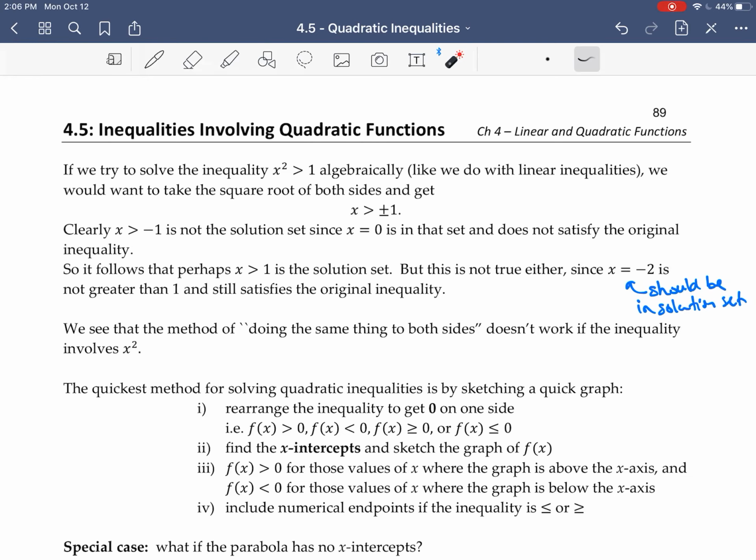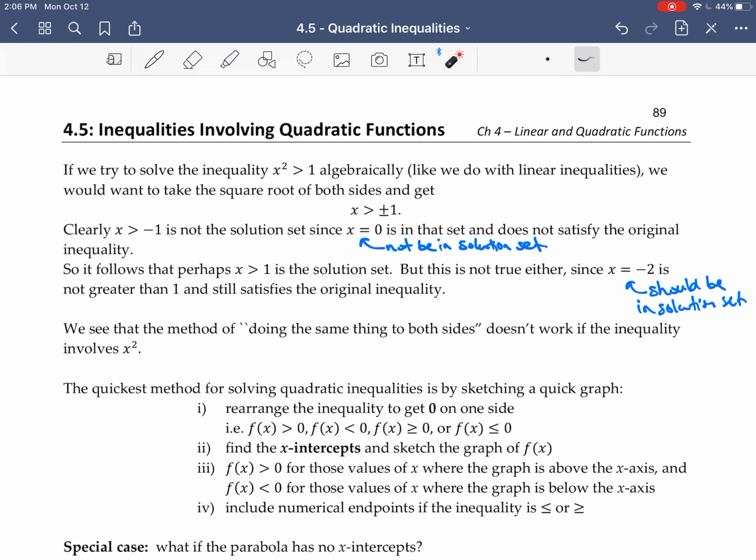And together they don't work to give the full solution either, because if we join them, intersect them, then it's actually just x bigger than negative 1. But we know that 0 should not be in the solution set because it doesn't satisfy the inequality. So that one doesn't work. And this would be the intersection, and it doesn't work either because then we miss some. So this method of doing the same thing to both sides doesn't work if the inequality is a quadratic.